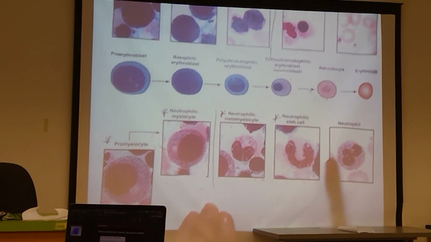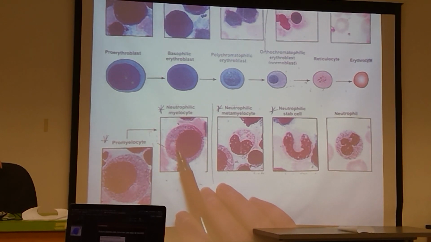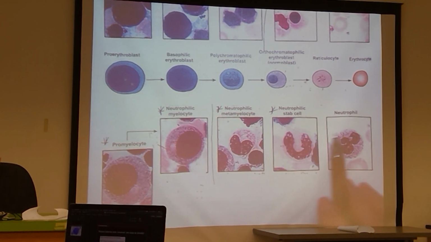Then down here we have the white blood cell line, and the asterisks mean those are the ones we're going to identify on our bone marrow slides. Here's our line, so these two are mitotic cells. Then once we get to the metamyelocyte, we're no longer able to undergo mitosis. So that's what those mean.